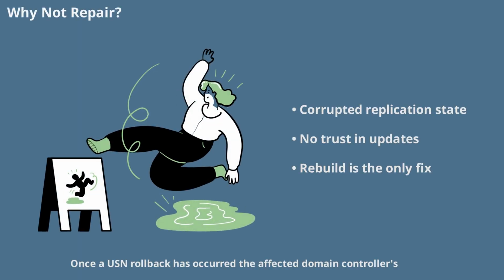Once a USN rollback has occurred, the affected domain controller's replication state is considered corrupted. Other controllers no longer trust its updates, and even forceful replication attempts are blocked. The only safe solution is to remove the affected controller from the domain and rebuild it from scratch.